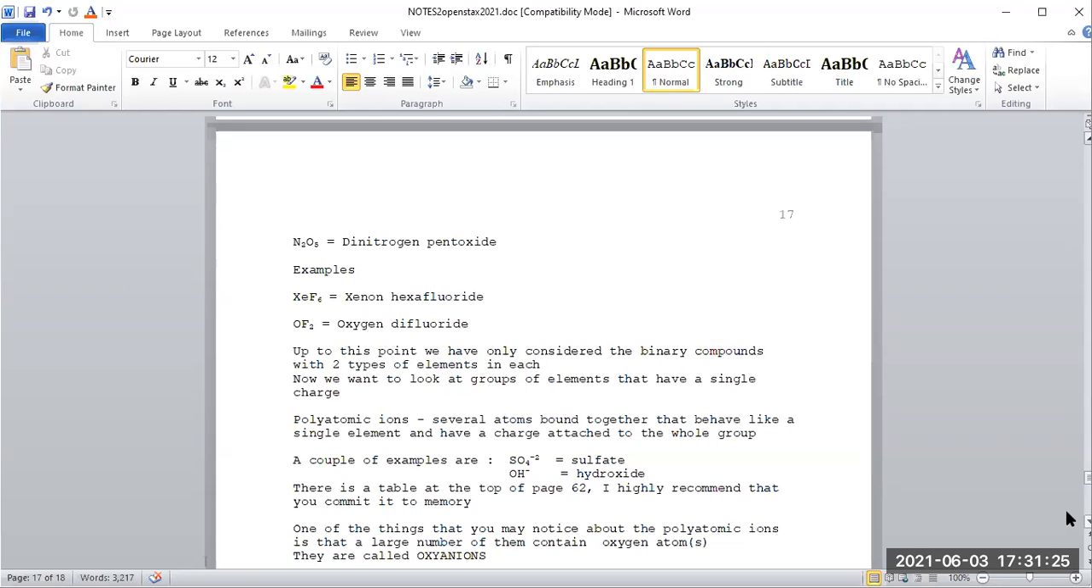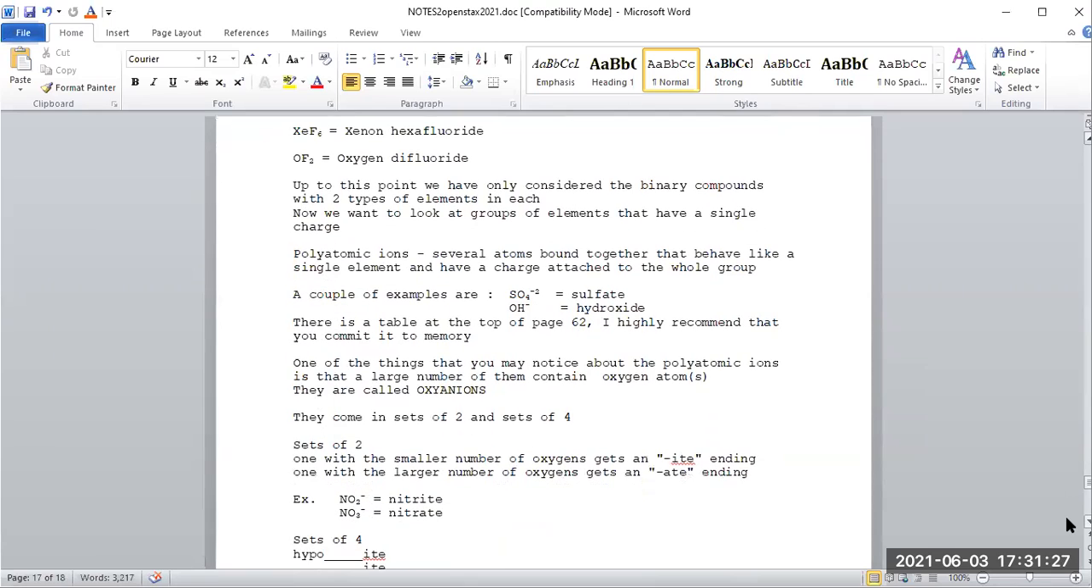So this is how I like to describe polyatomics. They have several atoms bound together. They behave as if they were a single element, and they also have 1 single charge that is applied to the whole collection. There is a whole page of them in your textbook.